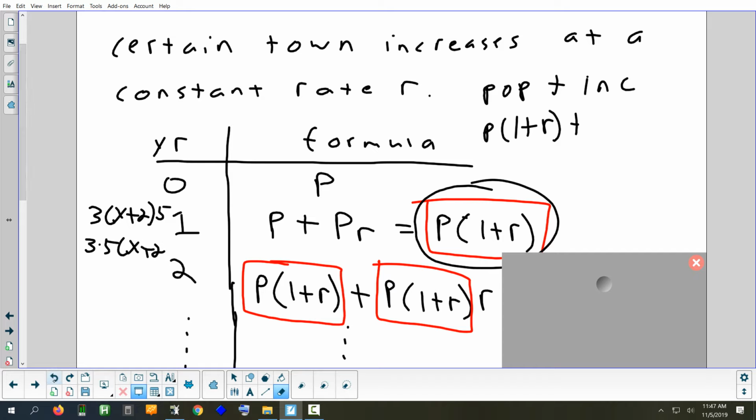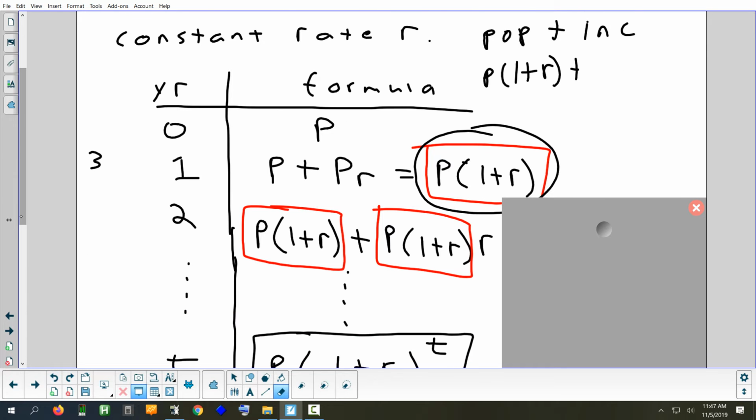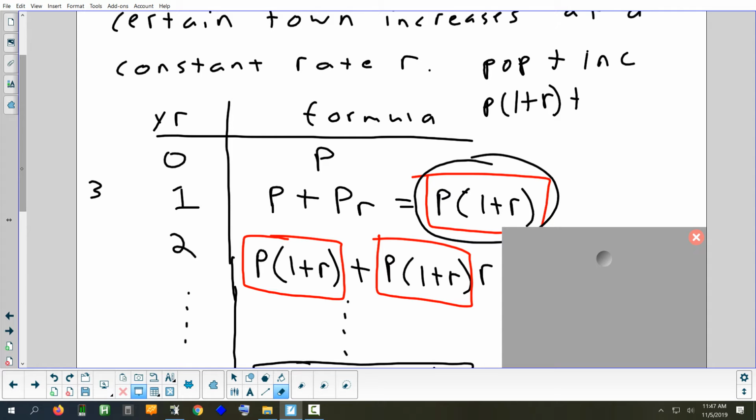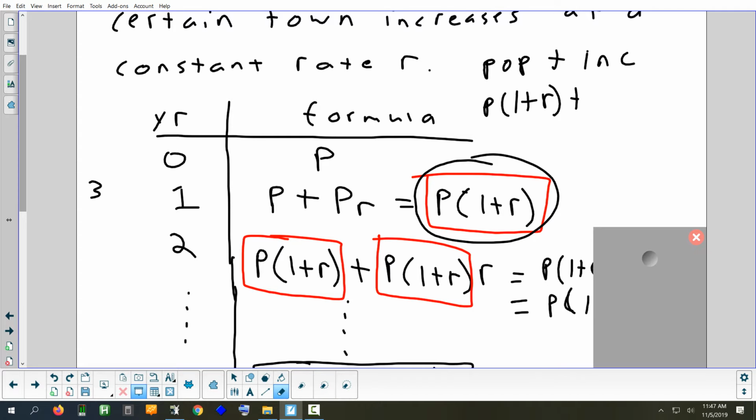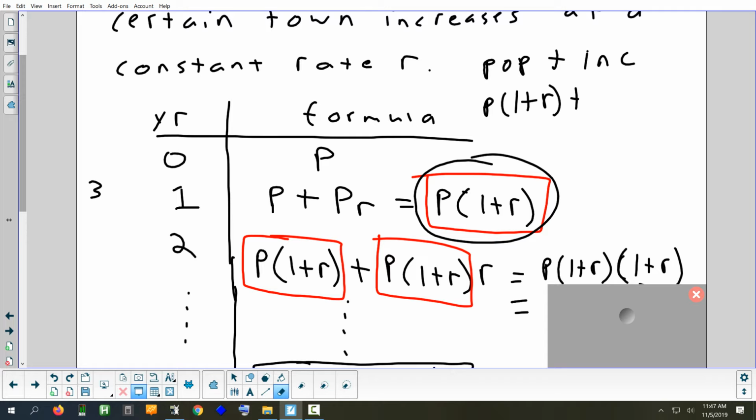Now, the reason I wrote it like this, though, is because I want you to see what they have in common. What do both of those red boxes have in common on row 2? P times R. I'm going to factor that out. So I have a P times 1 plus R. And if you factor P times 1 plus R out of that, there's nothing left there. So you've got to keep something. So you're left with just a 1.